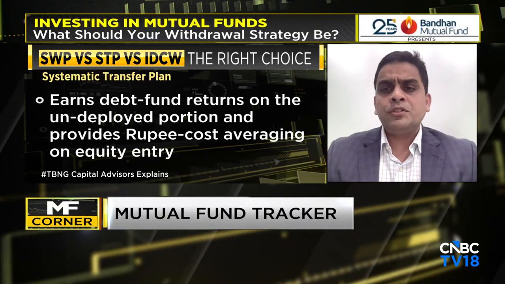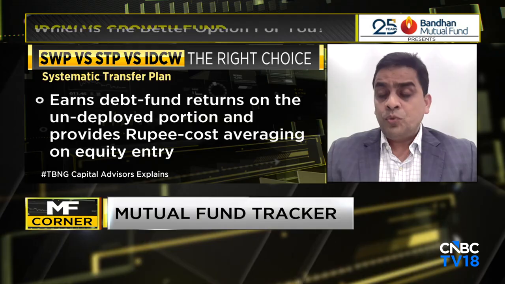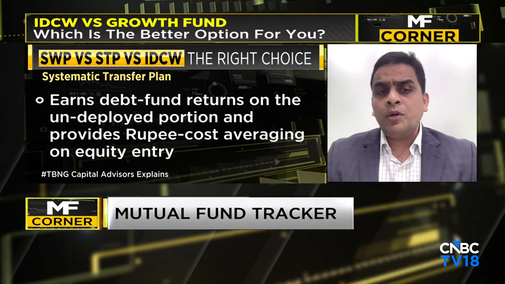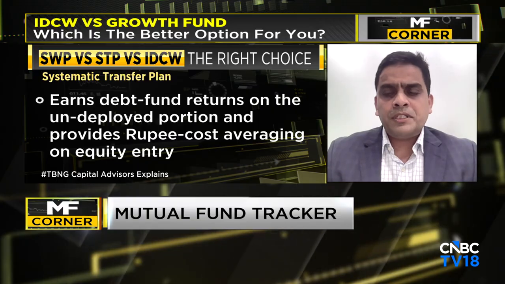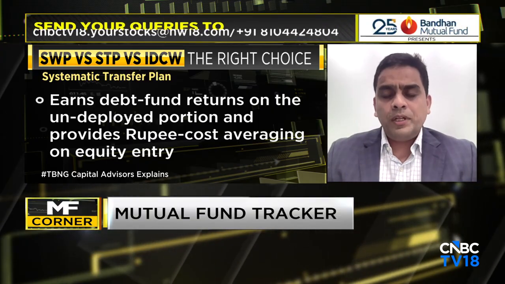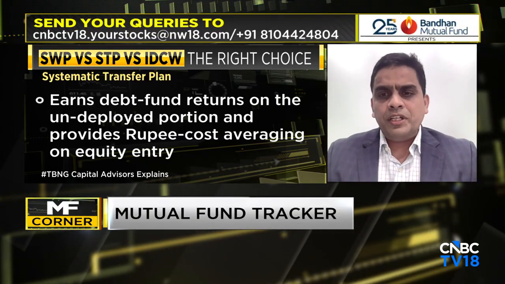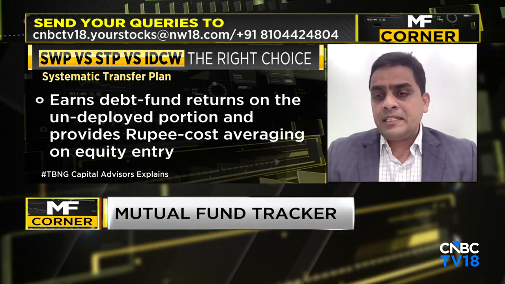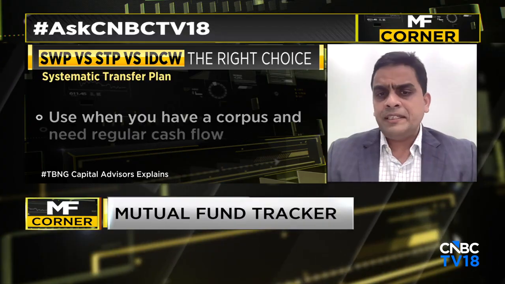Systematic withdrawal plan is for the drawdown phase. You have a corpus, you need cash flow out. You instruct the AMC to redeem a fixed amount every month and credit it to your bank account. The corpus stays invested in the growth option. Only the gain portion of each withdrawal is taxed, and after 1 year, that gain is taxed at 12.5% LTCG in the equity option.